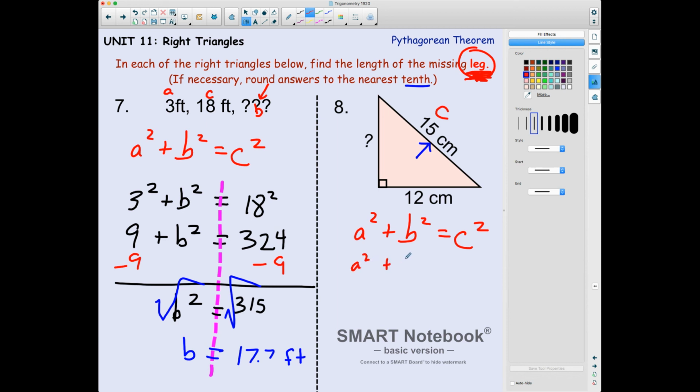I don't know if it's smallest or medium. It doesn't matter. This will be the 12. This will be the 15, equals 15. Figure it all out. What's 12 times 12? And what's 15 times 15? Do it. This is a 144. This is a 225. And that's all equal to, so 225 equals 144 plus a squared.